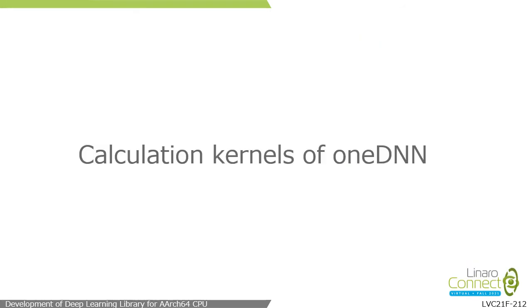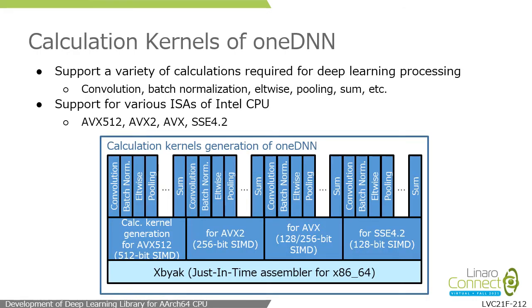This section explains the calculation kernel generation of oneDNN. oneDNN provides the computation functions of convolution, batch normalization, ReLU, pooling, summation, and so on. They are commonly used in the deep learning processing. The optimized kernels are provided for AVX512, AVX2, AVX, and SSE 4.2. A calculation kernel is selected according to the instruction sets supported by the computer which you use.